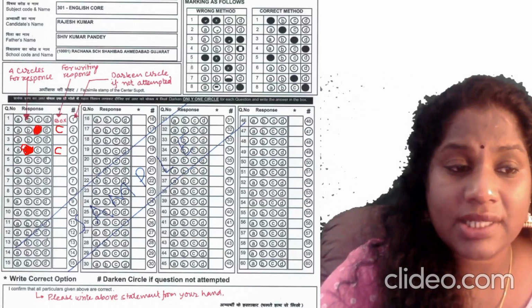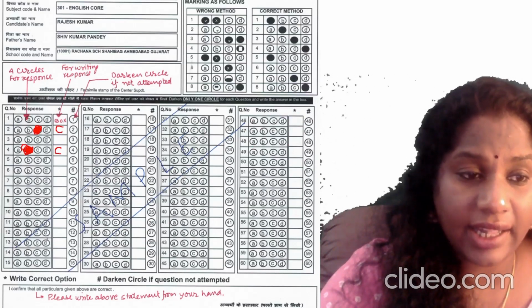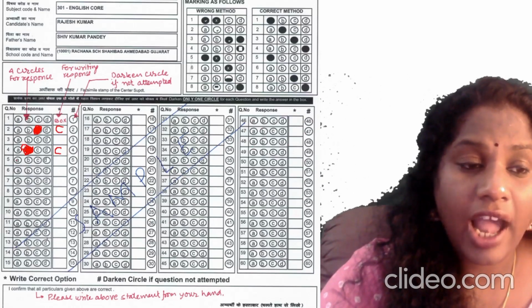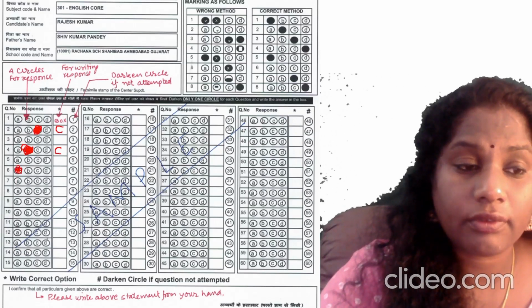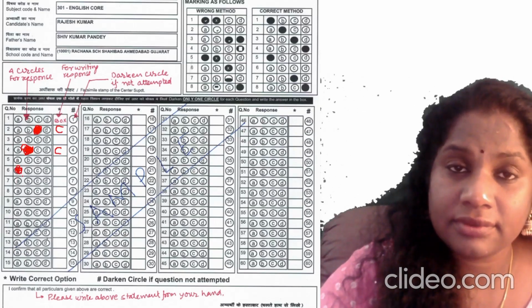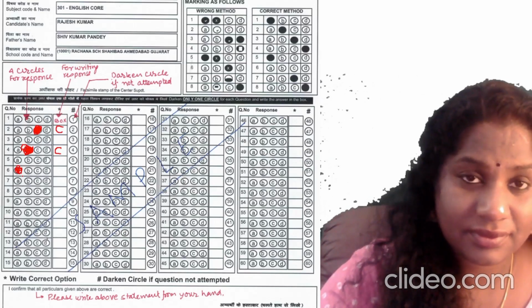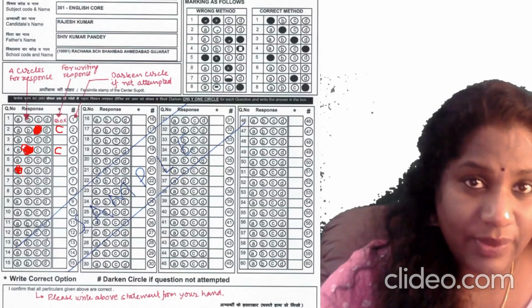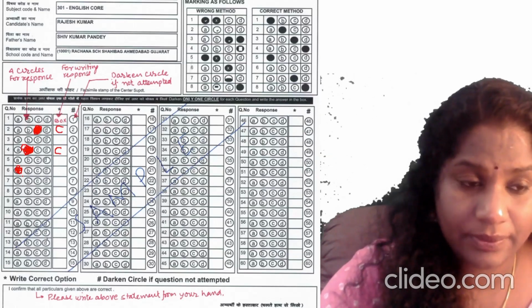For question number 6, if my option is A, I go ahead and darken A. But what happened? I forgot to write in the box. Will I get the mark? I won't get the mark for the 6th one. Clear? So it's very important to write your answer in the box.